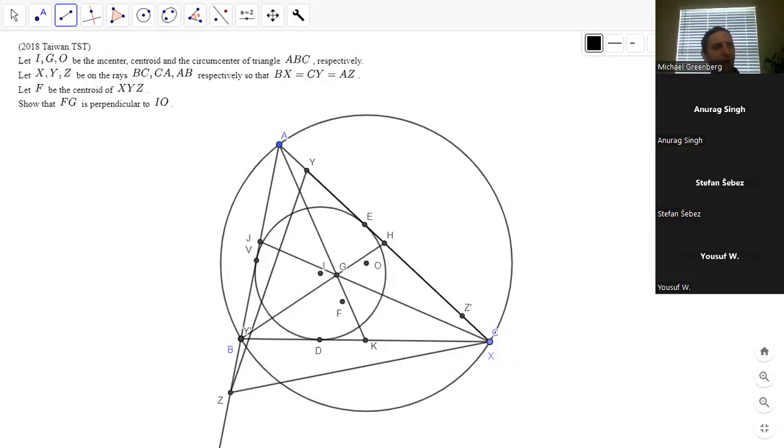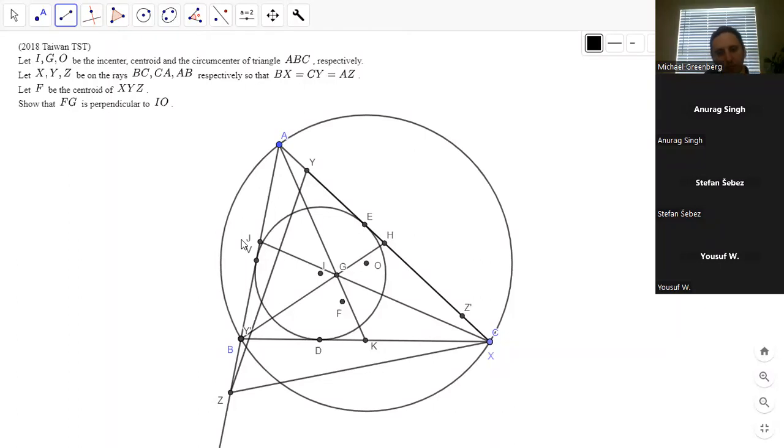This reminds me a lot of another problem I did on my channel about the line IO, but I don't think it was like BX equals CY equals AZ. I think it was like there was a point on AB and a point on AC, and BX equals CY, but it wasn't in a circle. They were both on the same side.